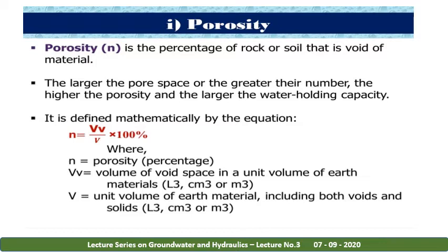It is defined mathematically by the equation n equals volume of void divided by volume of the area, into 100%, where n is porosity, Vv is the volume of void space in a unit volume of the earth material, and V is the volume of the earth material including both voids and solids.